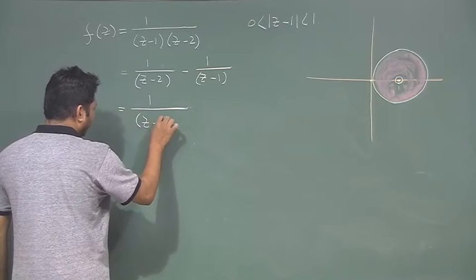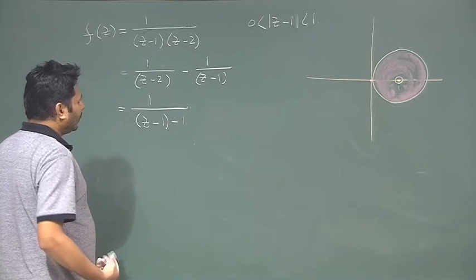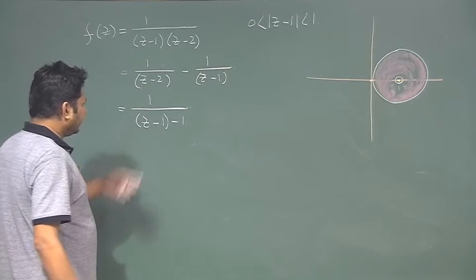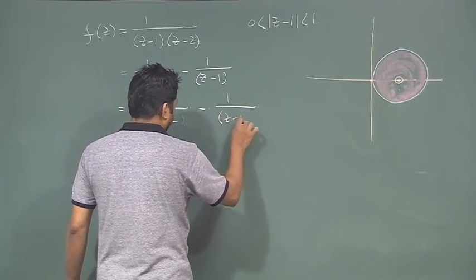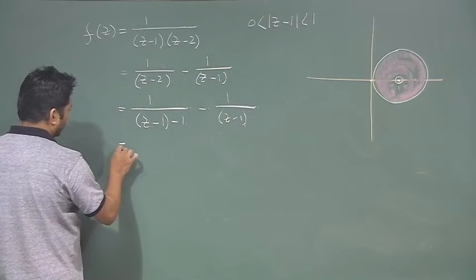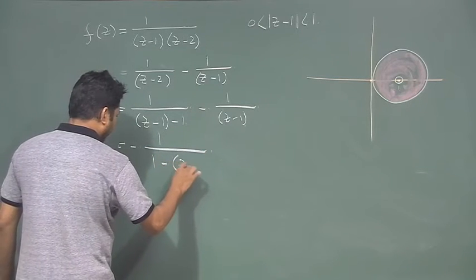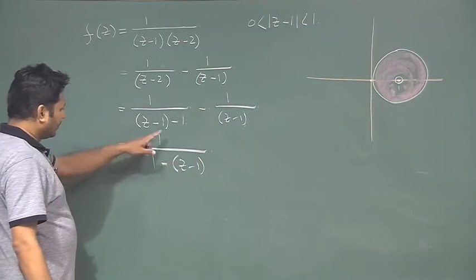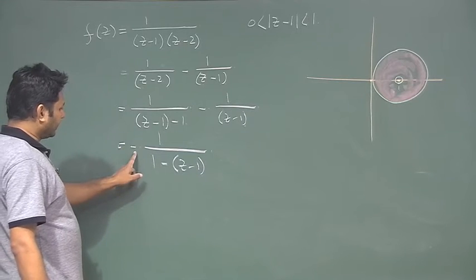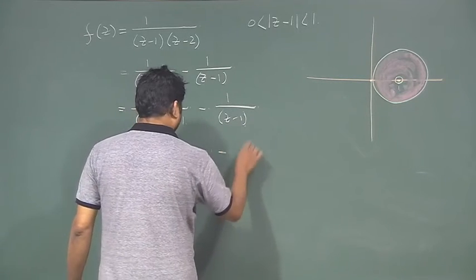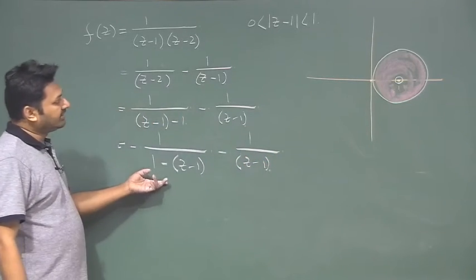So let me do that in this way. Z minus 2 I can write as z minus 1 minus 1, right? If I write this, then I am done actually, because now if I take a minus common here, it seems to be 1 minus z minus 1, with a negative sign. So it will be something like this: minus 1 minus z minus 1. So z minus 1 is less than 1. So no problem with that.